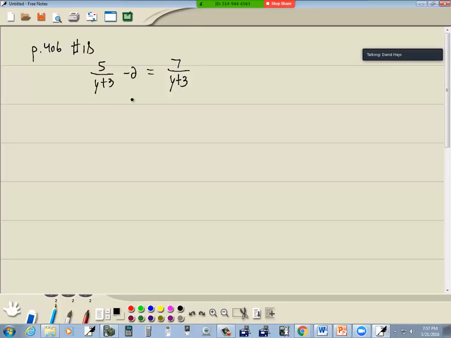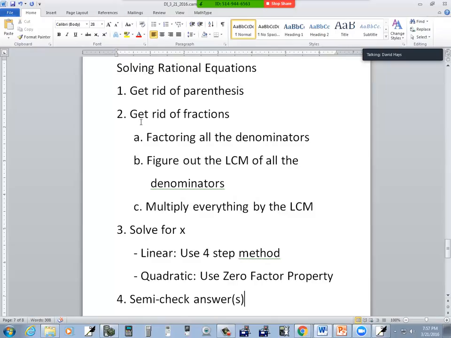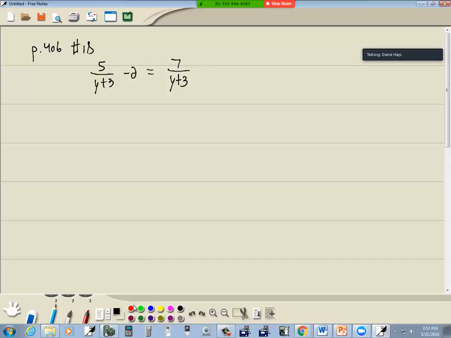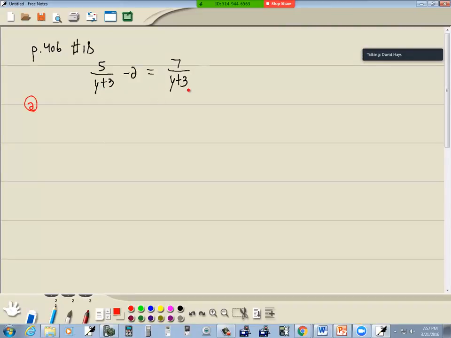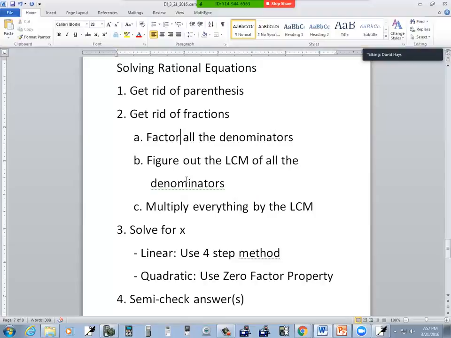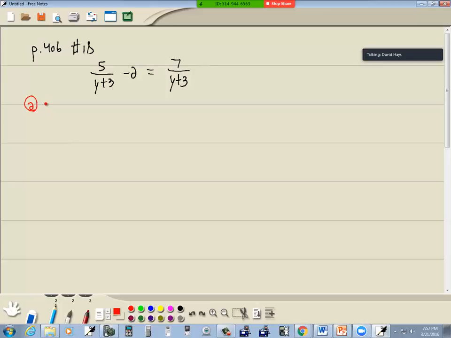Step 1, get rid of parentheses. Don't have any. Step 2, get rid of fractions. Now, the first sub-step says factor all the denominators. Y plus 3, there's nothing to factor. B, figure out the LCM of all the denominators and then multiply everything by it. So these kind of go hand in hand.